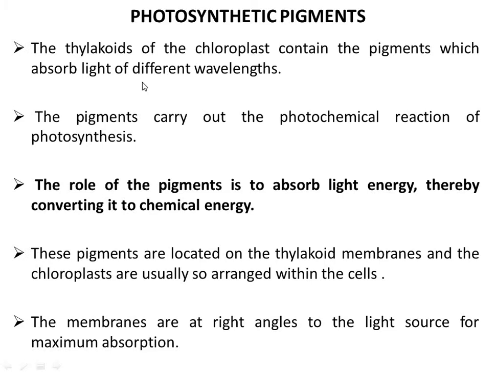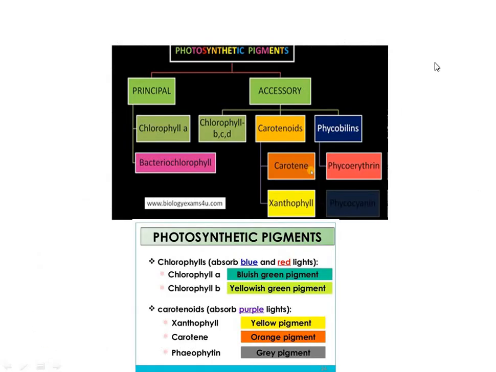Photosynthetic pigments. The thylakoids of the chloroplast contain pigments which absorb light of different wavelengths. The pigments carry out the photochemical reaction of photosynthesis. The role of pigment is to absorb light energy, thereby converting it to chemical energy. These pigments are located on the thylakoid membranes, and the chloroplasts are usually arranged within the cells so that the membranes are exactly at right angles to the light source for maximum absorption.